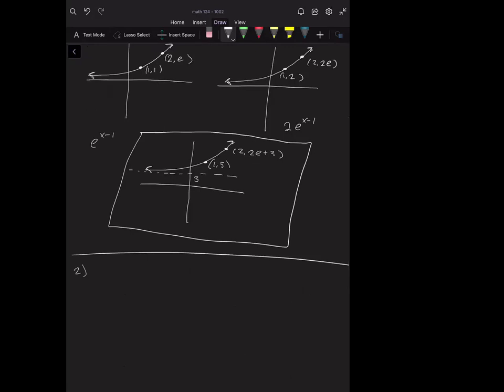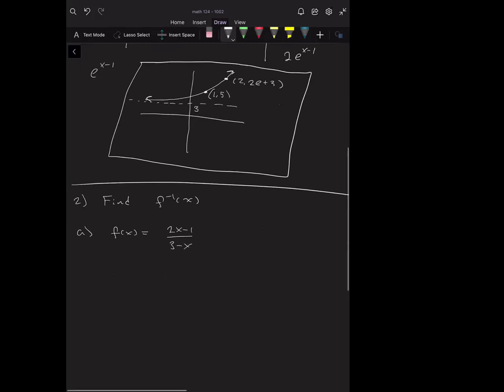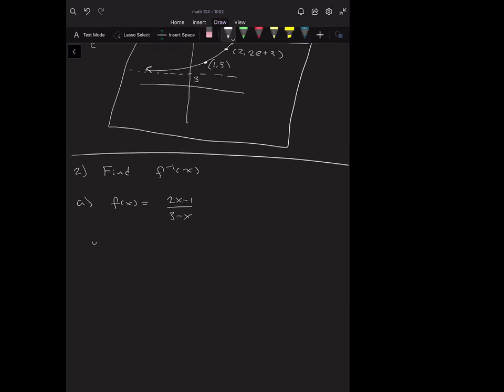So we want to find the inverse function. Find f inverse of x. So for the first one, we have the equation f of x is equal to (2x minus 1) over (3 minus x). And so what we do here is just replace f of x with y. We say y is equal to (2x minus 1) over (3 minus x). And then we want to solve for x. So the way we do that is we're going to multiply the 3 minus x onto the other side. So we'll have y times (3 minus x) is equal to 2x minus 1. So all we did here is just multiply this over to the left.